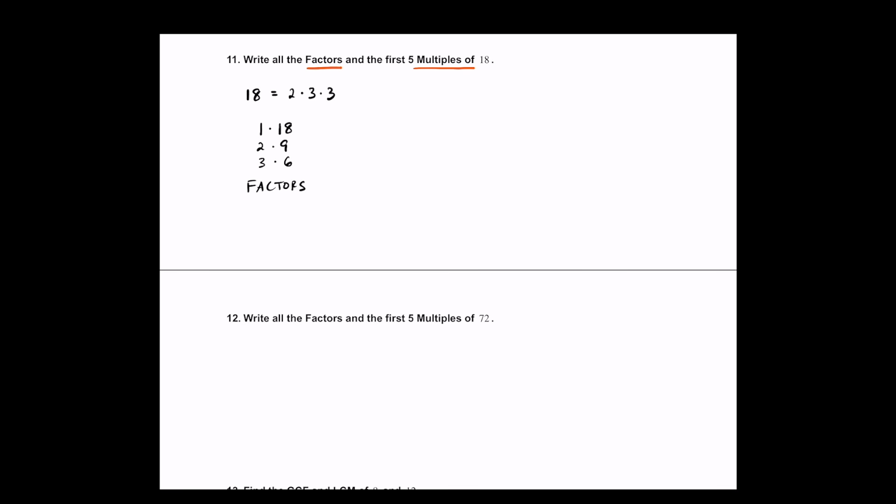For multiples, it's slightly different. The first multiple of 18 is going to be 18 because it's 18 times 1.